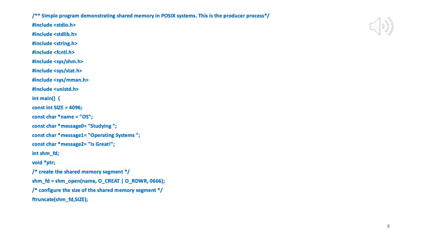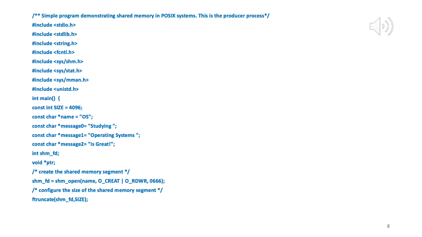So memory allocated for holding 3 characters, OS followed by null, and then name will be a pointer to that block of memory. Likewise, message 0 points to studying, message 1 points to operating systems, and message 2 points to is great. Now note that all this code I have copied and pasted from my C environment. So there may be a couple of typos, but don't worry, we will be giving you the programs separately as separate files. So you can test those and you'll see that they work.